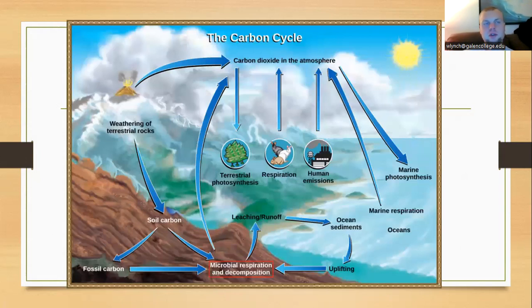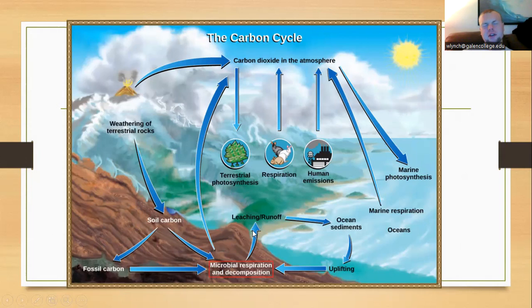So here's a basic overview graphic of the carbon cycle. We get carbon from a lot of different places, right? Carbon dioxide is constantly floating around in the atmosphere. It's being released by respiration from animals and human emissions, things like that. It is taken back in through things like terrestrial photosynthesis. All right, and we see it also coming into the soil from weathering of terrestrial rocks.